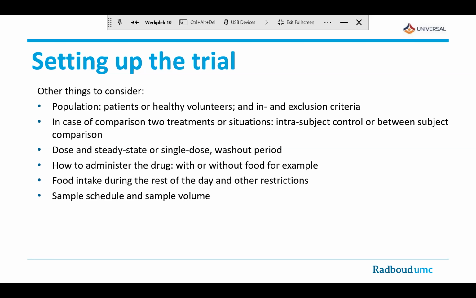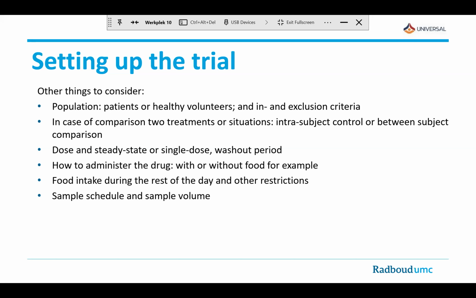And are you going to have a pharmacokinetic curve at steady state, or are you going to administer only a single dose? For example, when we do healthy volunteer studies, we often only administer a single dose, because then we are not exposing them to drugs if we don't need to. But when you have an intra-subject comparison, you have to think about the washout period when you give a single dose. And also think of how you are going to administer the drug, with or without food?